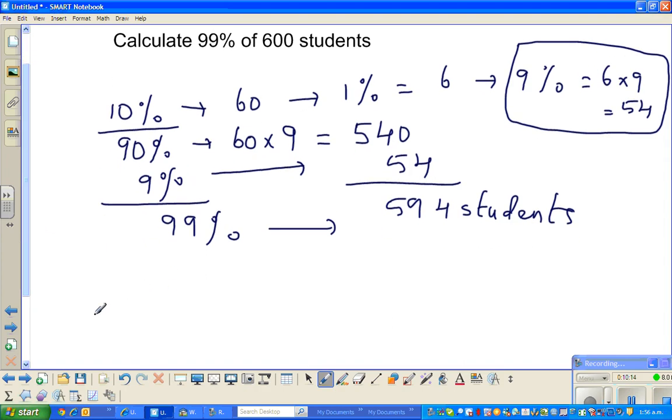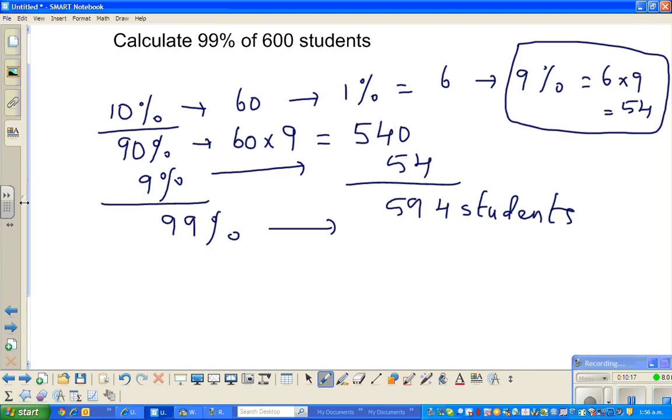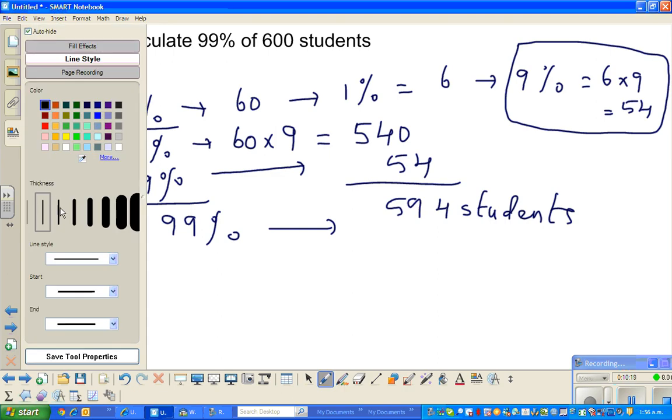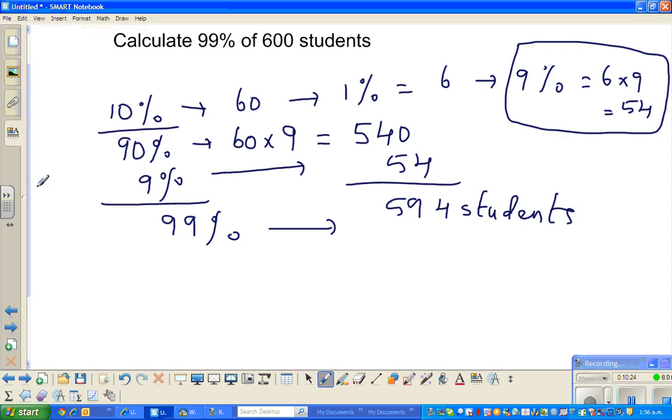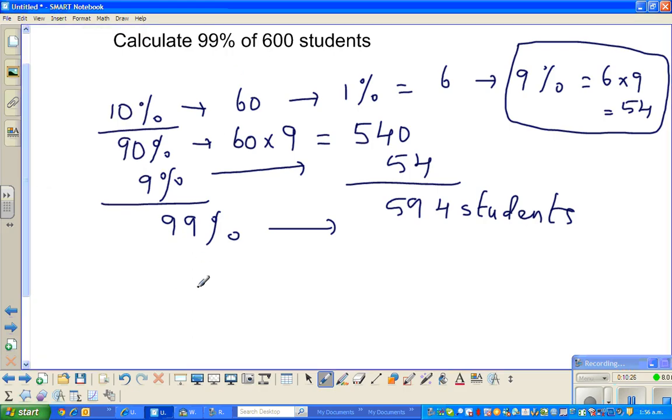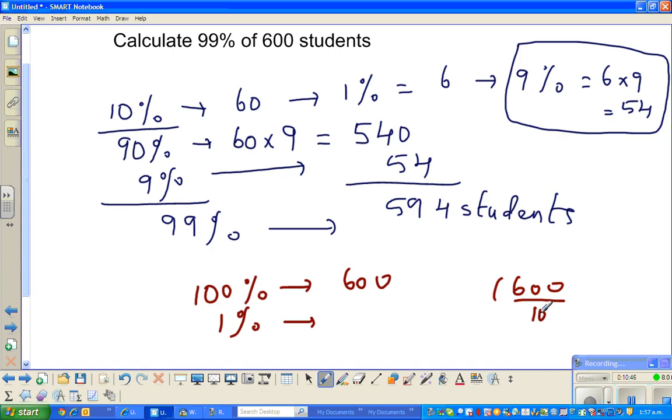So a more efficient way to get 99% is to go from 100%. Okay, so let me rewrite. So the question is 99%. So first find 100%. 100% of anything is that thing. So that is 600. Then what is 1%? 1% is 1/100th of this. So you go 600 divided by 100, which is 6. That's 1%.